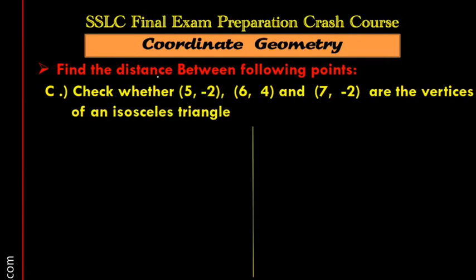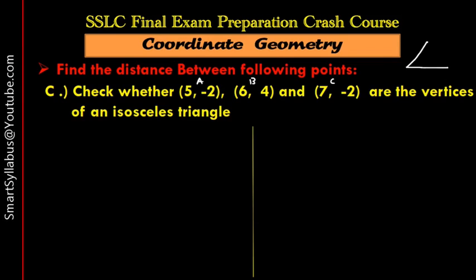Using the same distance formula only, the sum may even be asked like this. Check whether 5 minus 2, 6 4 and 7 minus 2 are the vertices of an isosceles triangle. So we have to check whether these are vertices of an isosceles triangle. If you analyze, students, this is point A, this is point B and this is point C. A triangle has 3 vertices. Draw the triangle now. This is A, this is B and this is C.